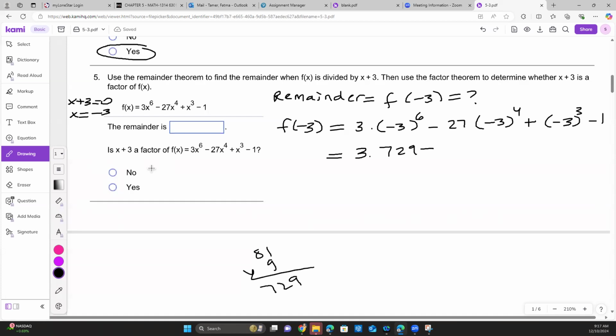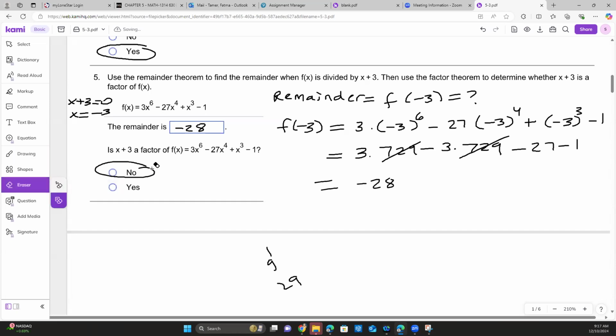And I will need here 27 times 81, which I want to just write as 3 times 729 again, because this is 3 times 9, and I just multiplied 9 by 81 here. And I realized that these two are actually the same number. Here, these two are negative 27 and negative 1. So this one and this one will cancel out, and the remainder is negative 28 in my case. Because the remainder is not equal to 0, we're going to say x plus 3 is not a factor, because if it was a factor, the remainder had to be 0. That's how we do number 5.